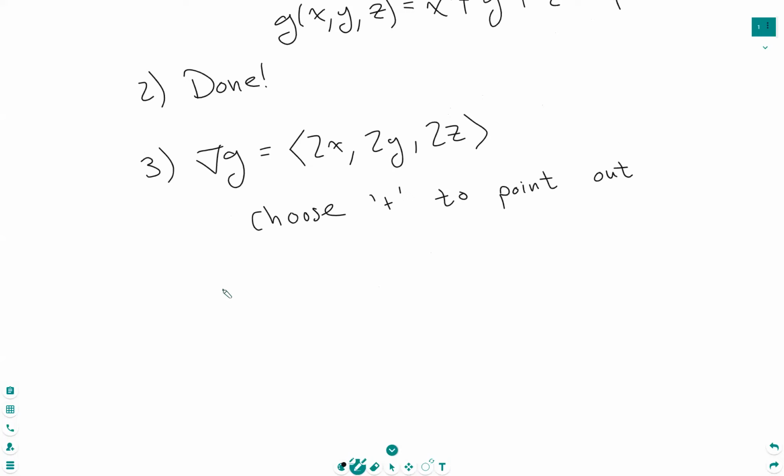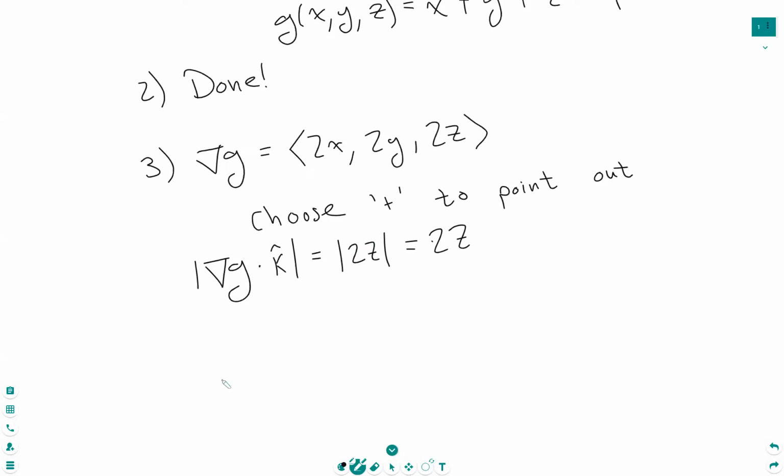We also need to calculate the gradient of g dotted with k hat in magnitude. So this gives us the absolute value of 2z. This is also important because we said that we were looking at when z is non-negative. So this thing will never have a negative value. So the absolute values can be dropped and we can just write 2z. That's helpful.